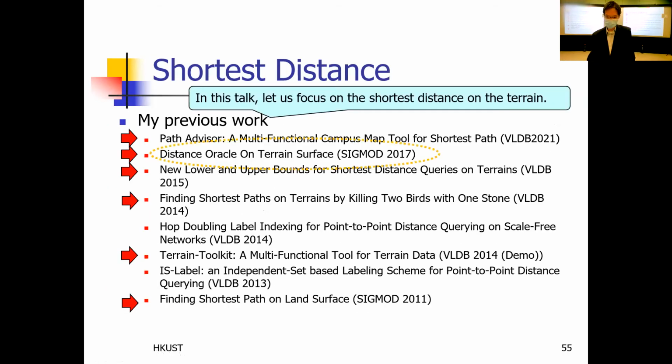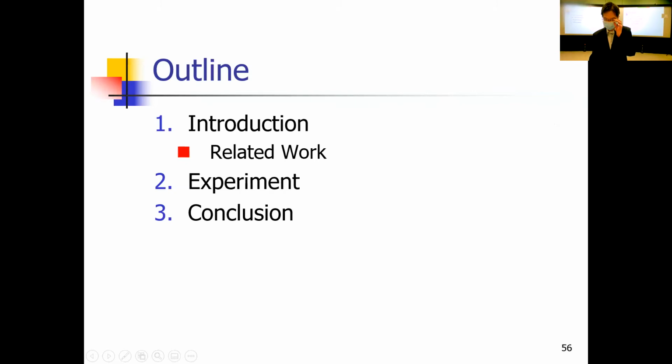Now go to the second paper, Distance Oracle on the Terrain Surface, in 2017. And here is also a presentation outline. I just picked some of them for illustration due to the time limit. Also the same introduction and the algorithm I will not talk about. I just give the major idea and then go to the experiment and conclusion.